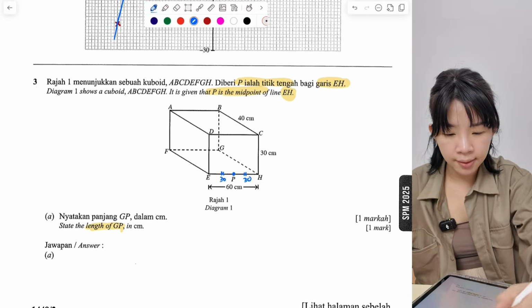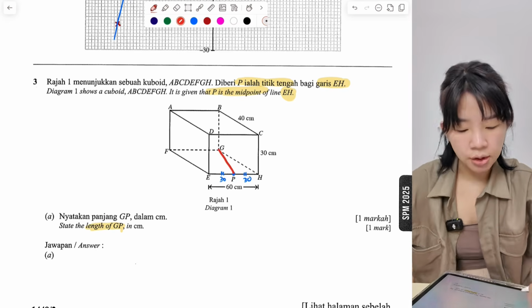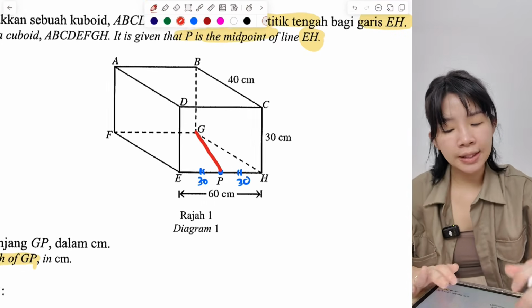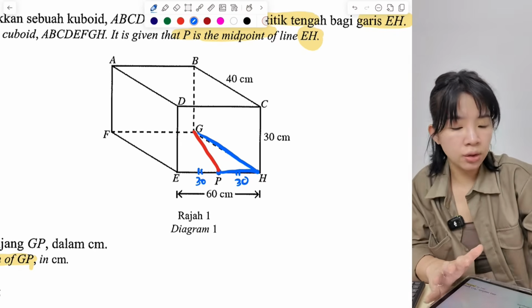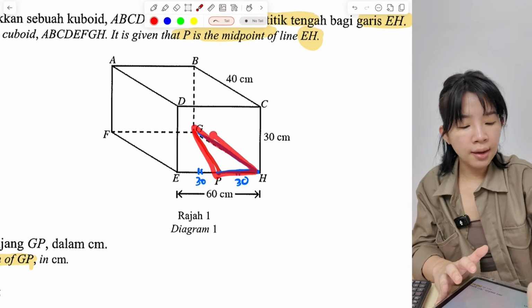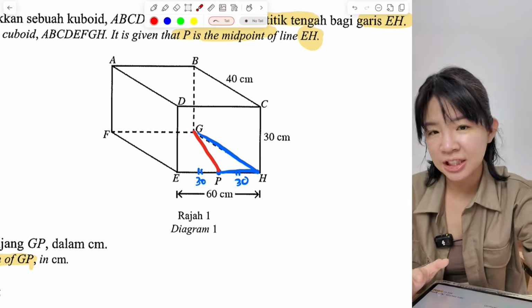Okay, panjang GP. Where is it? G to P here. So this is a slant line. If you want to find this line, okay, here GH and PH join together. So these 3 lengths join together, it becomes a triangle. Now, what type of triangle is this?